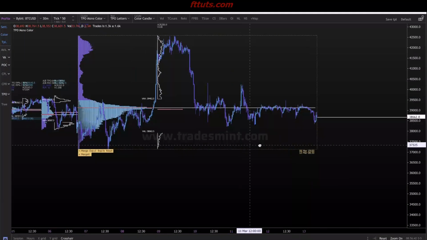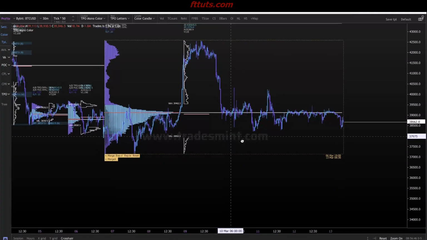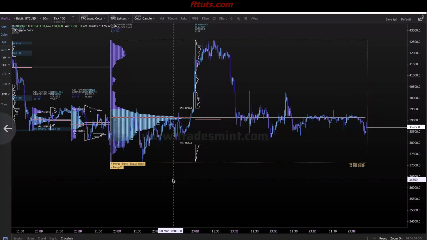And here we can see that for the past 10 days, we really don't have much of a discrepancy between time and volume, because this pink line right here is the volume point of control, and this white line right here is the time point of control. Now, this is great for finding discrepancies.